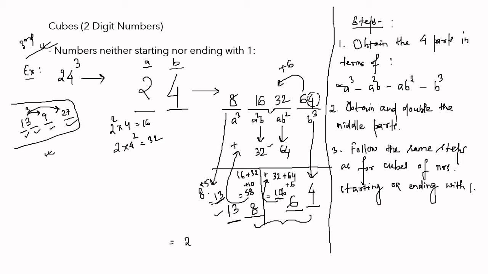So finally we obtain the result of 24 cube as 13864. Pardon me for my handwriting, guys. 13864. So 24 cube is 13,864. So we can solve it simply by these steps. You just need to remember 3 steps. Out of these 3 steps, even the first part is the only important one, because the second and third steps you will anyway be repeating from the numbers starting with 1 as well as ending with 1. So all you have to remember is the first step, that is obtaining the 4 parts in terms of a cube, a square b, a b square and b cube. Anyways, we'll be seeing a next example in which it will become clearer.